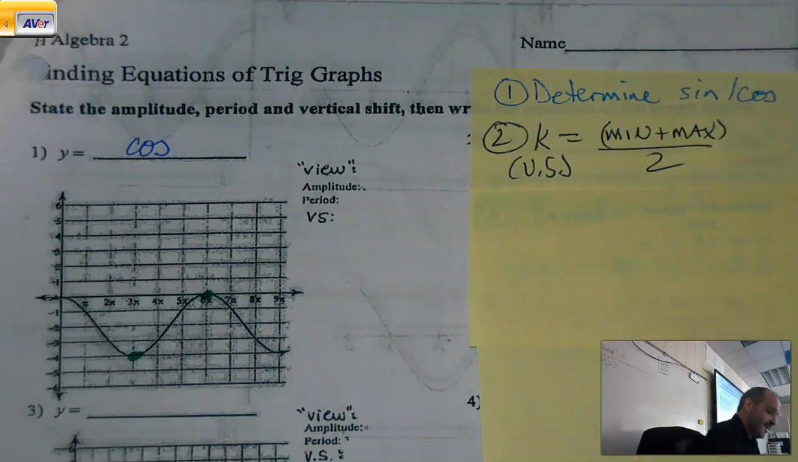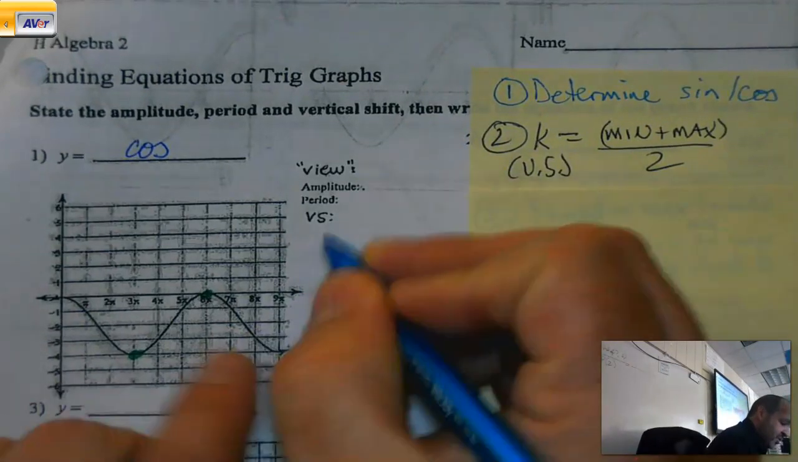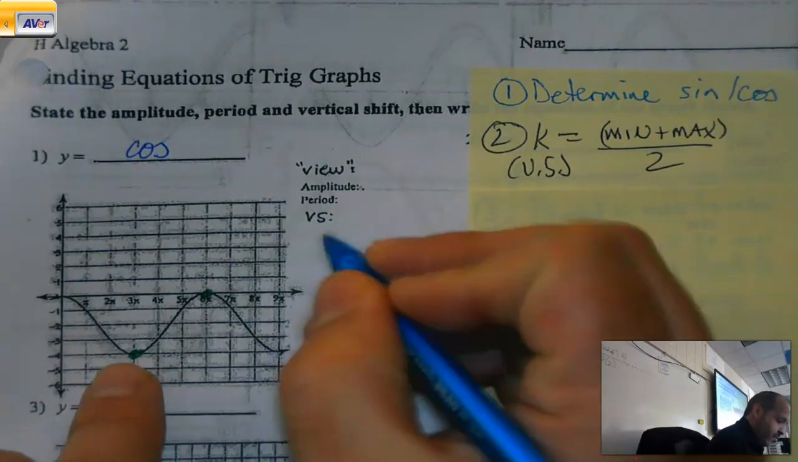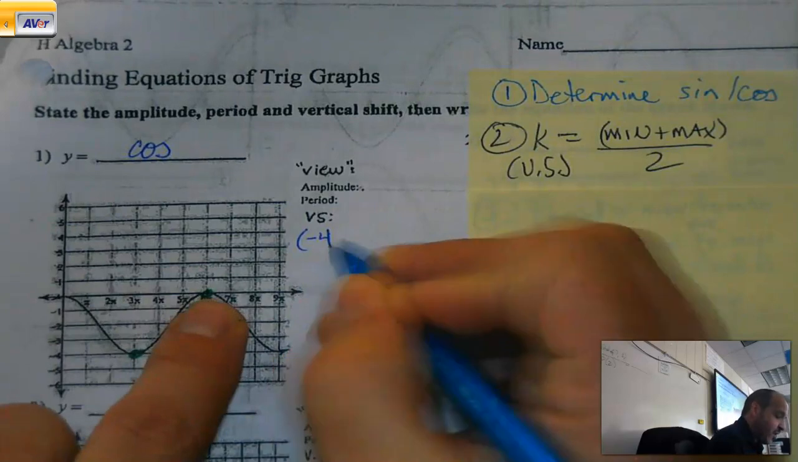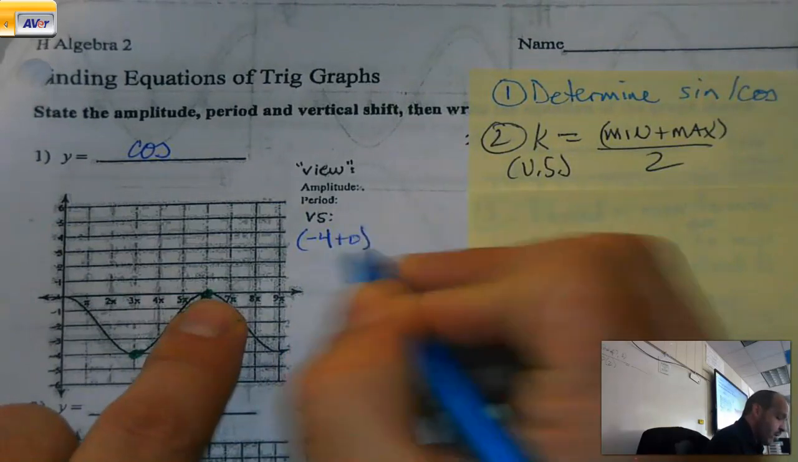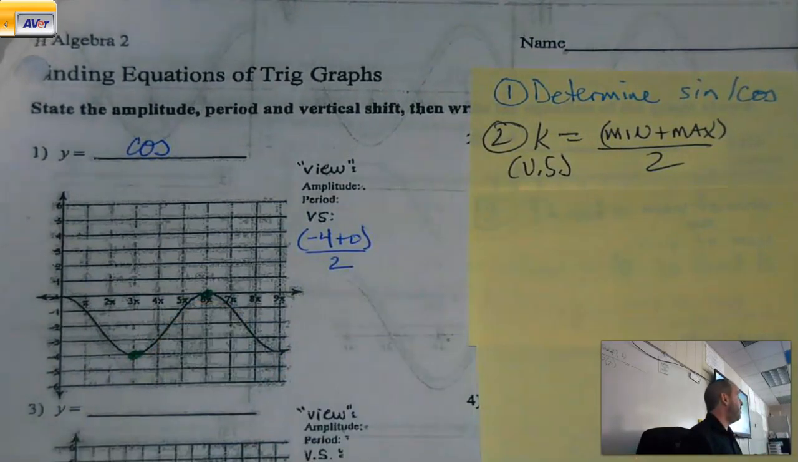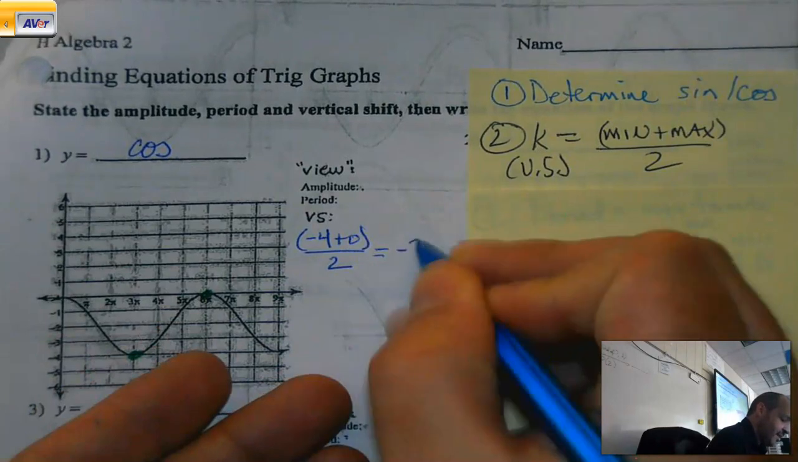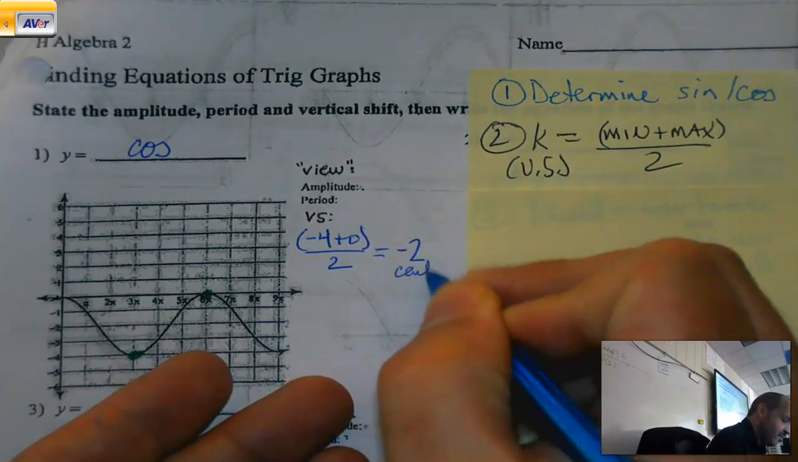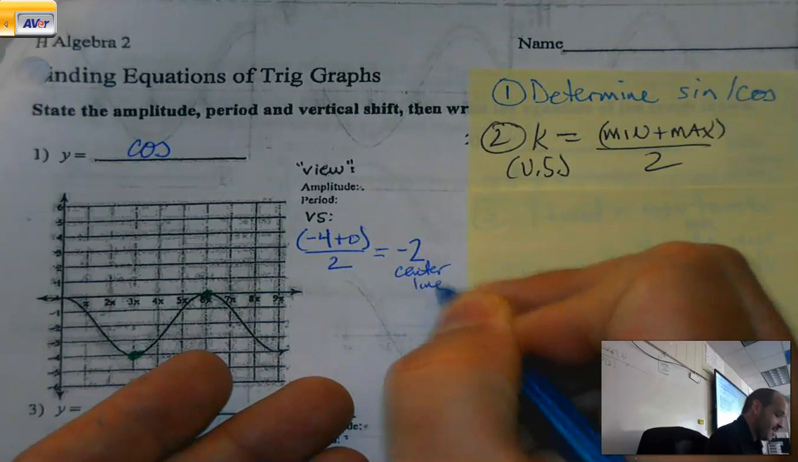So I look at this and I go, okay, so let's see here. We've got a minimum at -4. We've got a maximum at 0. I need to find the middle. Some of you are just going to be able to eyeball it and do it. That's fine. But otherwise, -4 divided by 2 is -2. And that's my center line.